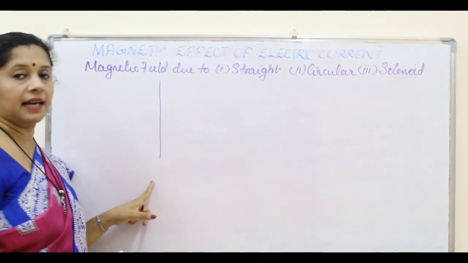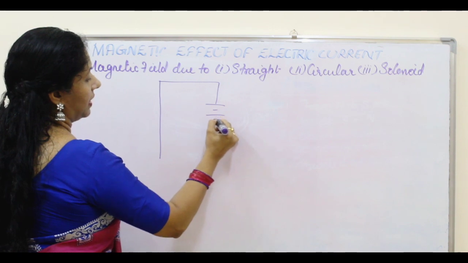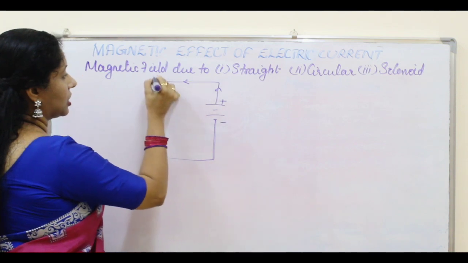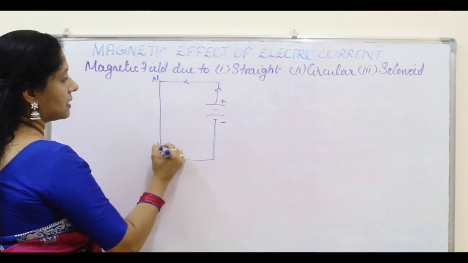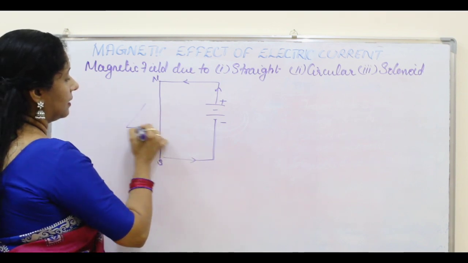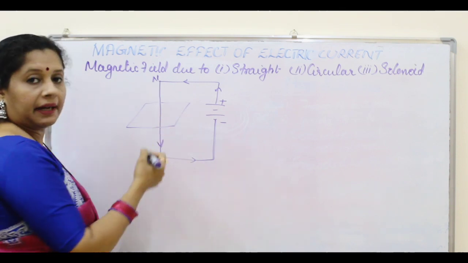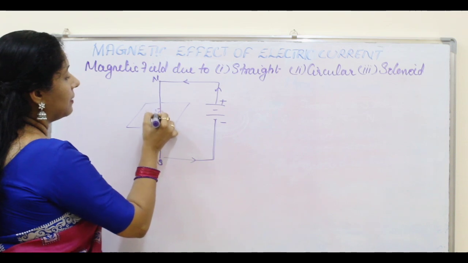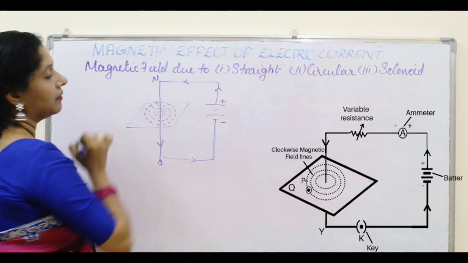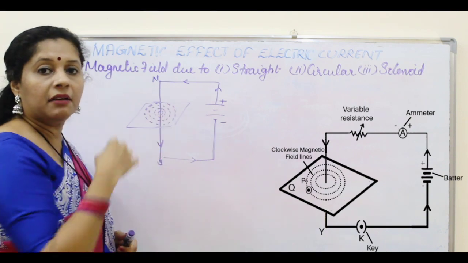If it is a straight current carrying conductor, suppose this is a conductor and I am connecting it to a battery, positive and negative. So we know current is going in this direction, from the positive to the negative. So if I insert a cardboard here, and put iron filings around this, there will be concentric circles which represent magnetic field lines, right? These concentric circles are representing magnetic field lines.